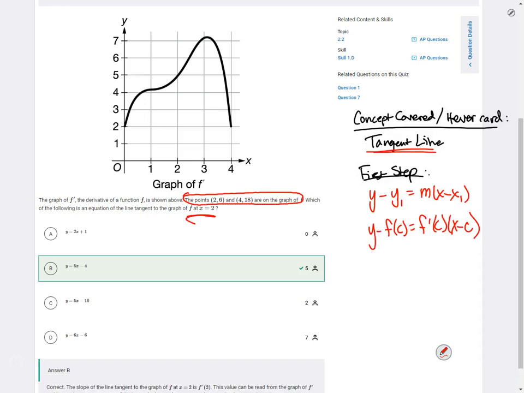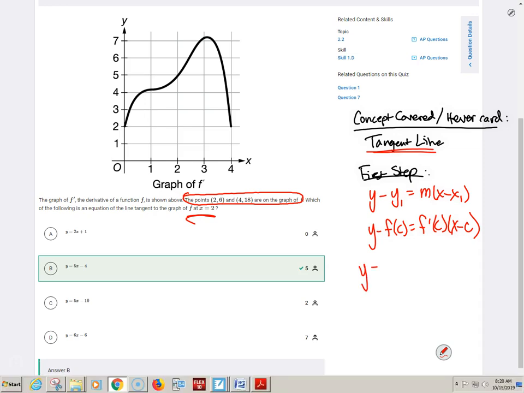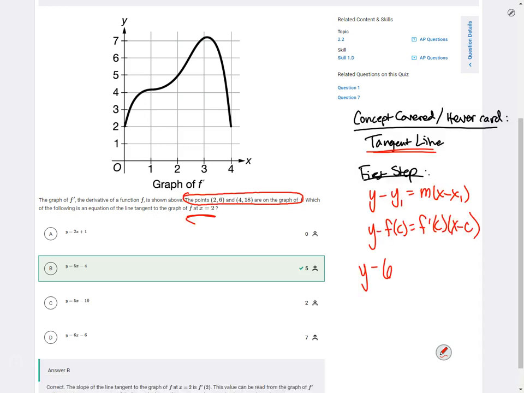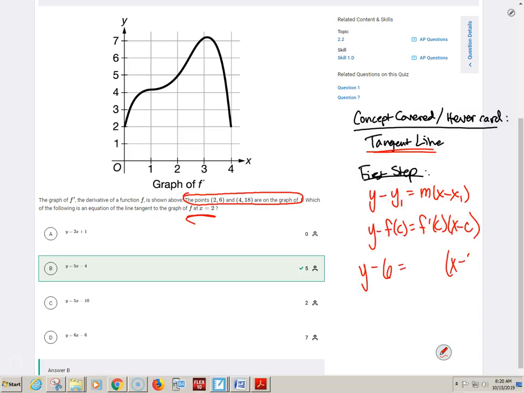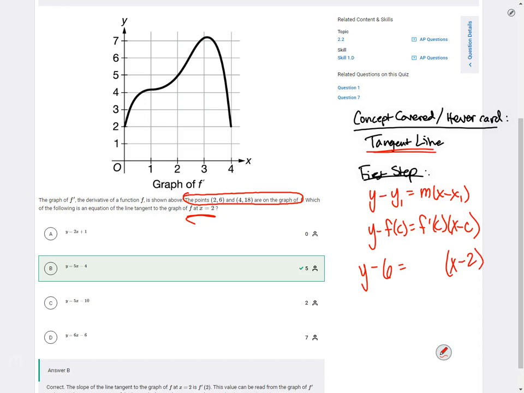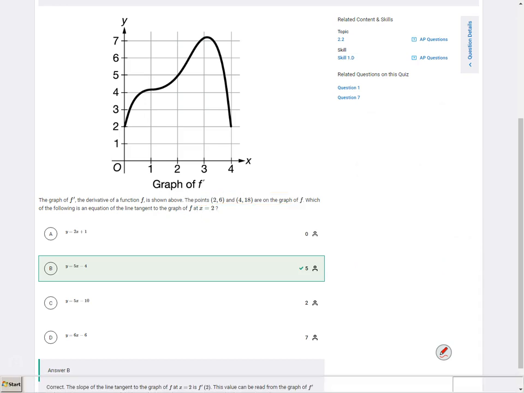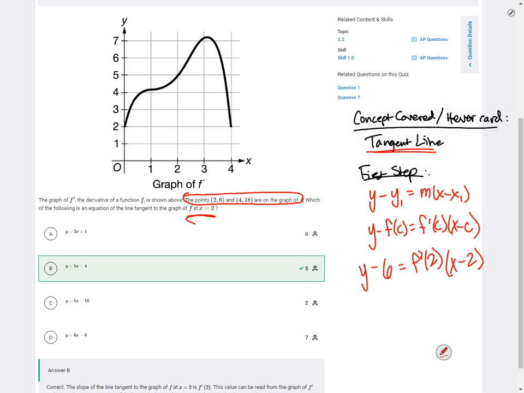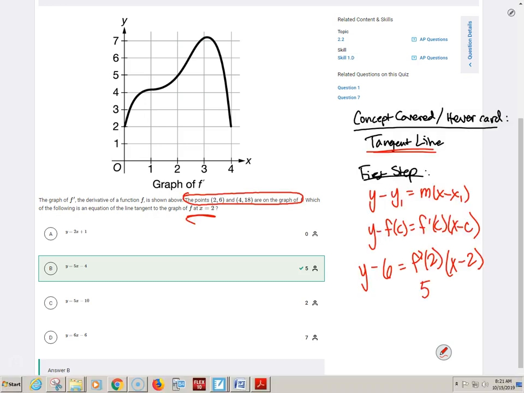x equals 2. True? That's all we have to do. So y minus f of 2. They gave us at 2 the f of x, or the y, is 6. True? And then we know x minus 2. What's the one thing that we're missing? f prime of c. And f prime of 2 is 5. Oh, wait, we still have to simplify.